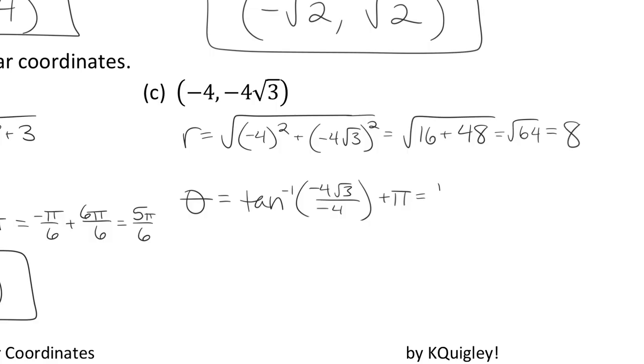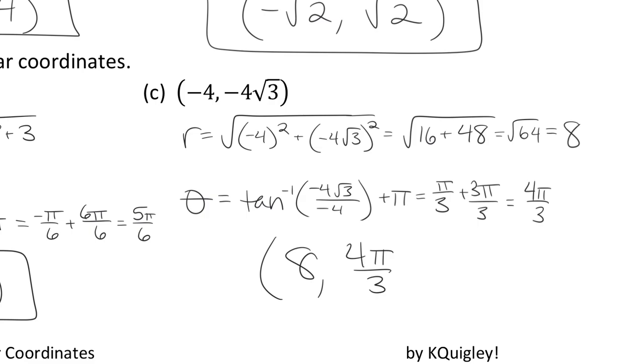So this becomes pi over 3 plus pi. But to make them have the same denominator, I'm just going to make this 3 over 3. Which means my angle is 4 pi over 3. So it's 8 comma 4 pi over 3.